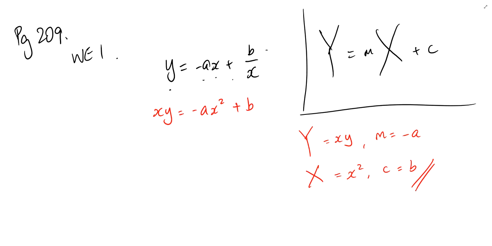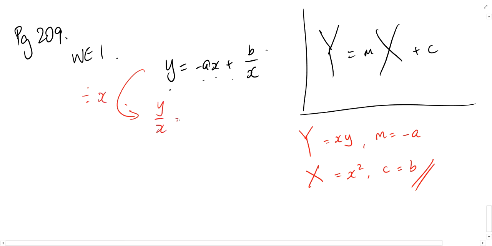Any other suggestions you want to make for this? None? Now I want you to try dividing by x. Instead of multiplying by x, I want you to try dividing by x. Now, you have 1 minute. What do you get? Divide by x, okay. So you get y over x equals negative a plus b over x squared.